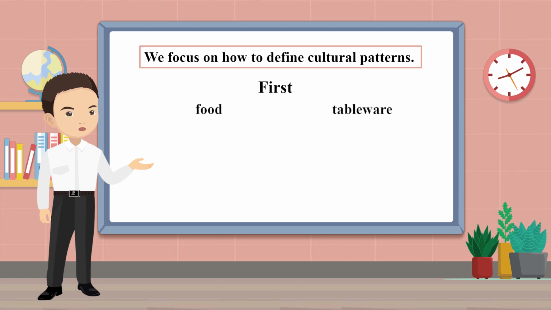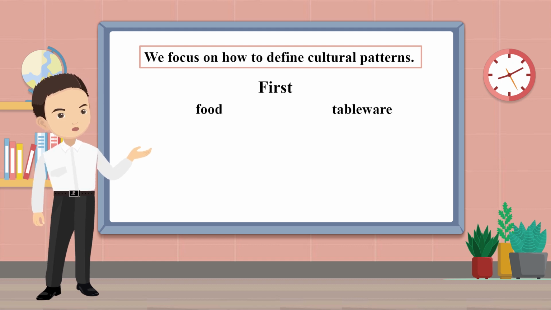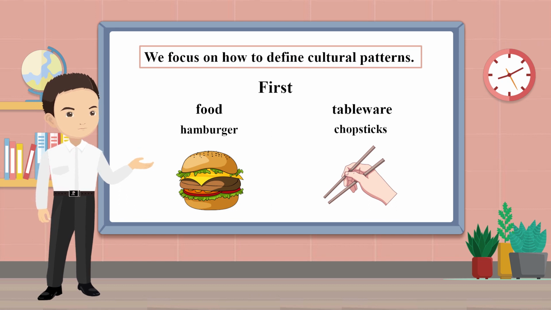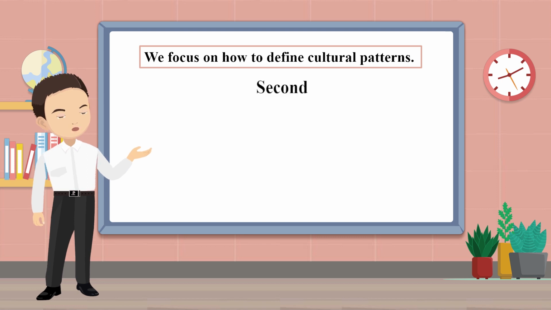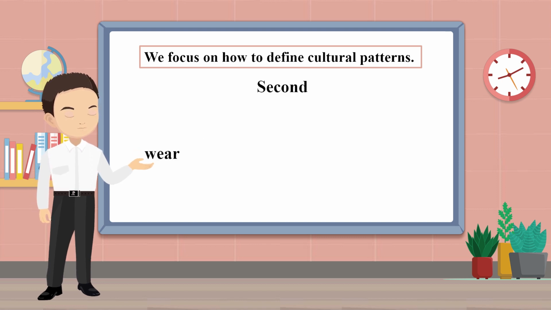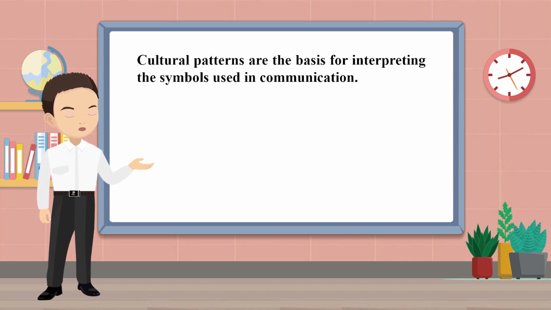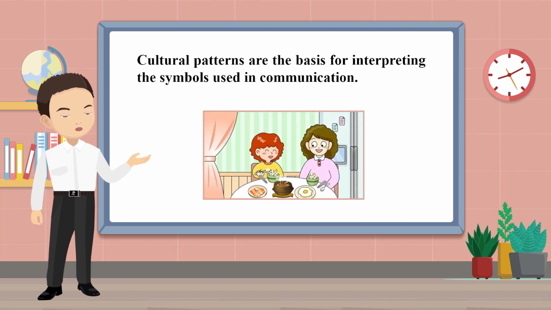First, an obvious cultural difference lies in the food people eat and the tableware they use every day. We identify hamburger with the US, while we identify chopsticks with China. Second, another obvious difference between cultures is the clothing people wear. We often see men from Middle Eastern cultures with long robes and headdresses. Cultural patterns are the basis for interpreting the symbols used in communication.